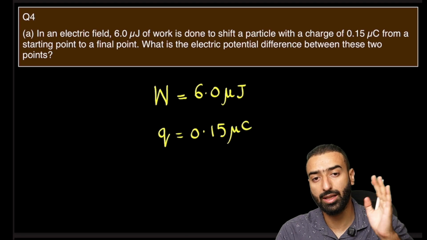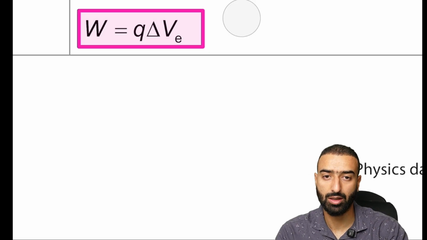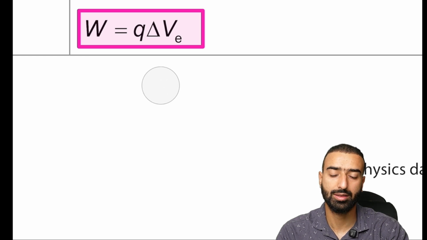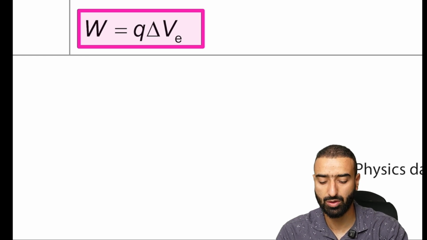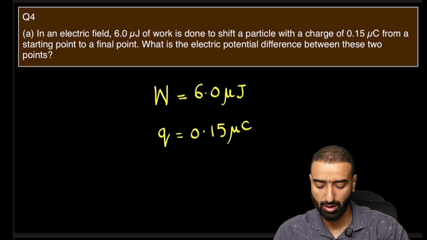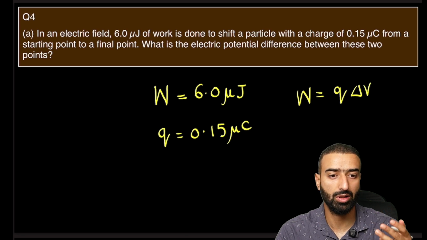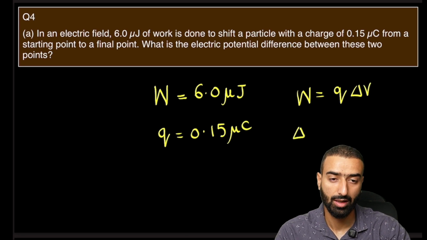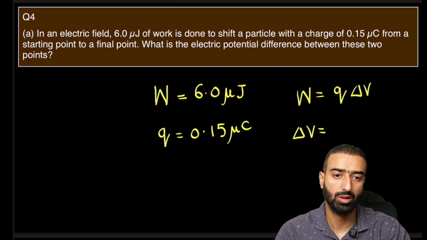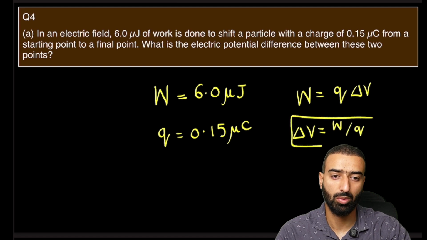Now, if you go to our data booklet, we see this equation. Work done equals the charge times the potential difference. So we're going to use this equation. Work equals charge times potential difference. This equation can be rearranged for potential difference. That gives us potential difference equals work over the charge on the particle.